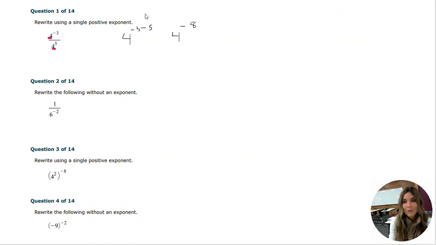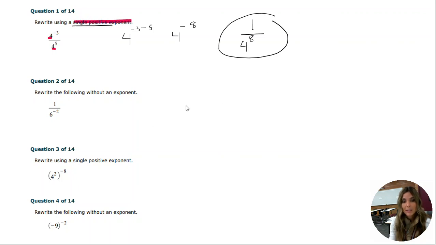Now, this says rewrite using a single positive exponent, and we've also learned that when we are simplifying expressions involving exponents, we want to make sure that we leave none of the exponents as a negative. So the way that we simplify this negative exponent is we know that negative exponents are really repeated division. So this is going to be 1 divided by 4 to the positive 8 power. And then that would be our final answer. Okay, we want to make sure that we leave our answer with a single positive exponent in this case.